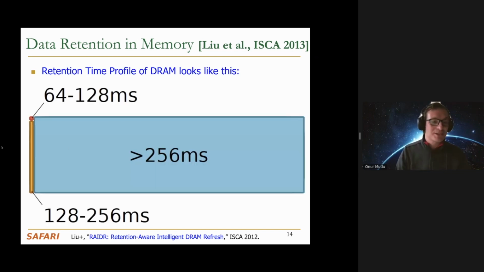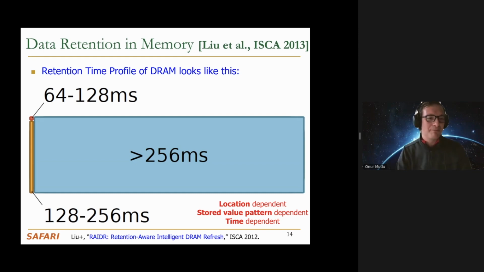And it turns out it looks like this. We're refreshing everything about every 64 milliseconds today. But most DRAM cells actually don't require refresh for much longer than that. But the difficulty is this is location dependent, stored value dependent, time dependent. So a lot of our research was focused on understanding how we can get rid of refresh in DRAM as much as possible without causing reliability issues.